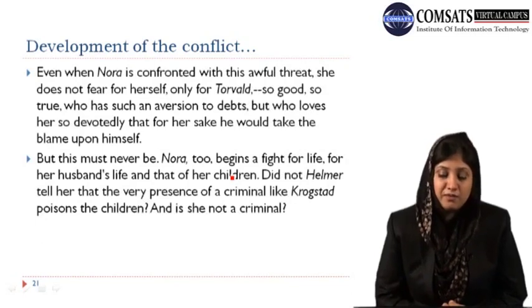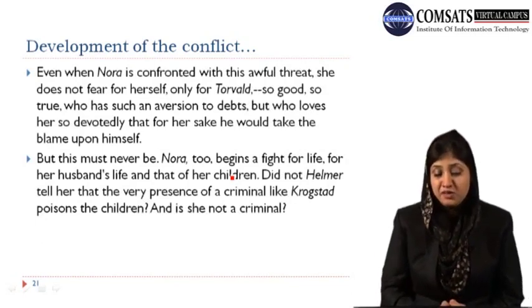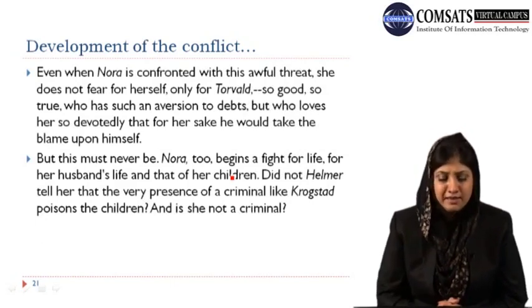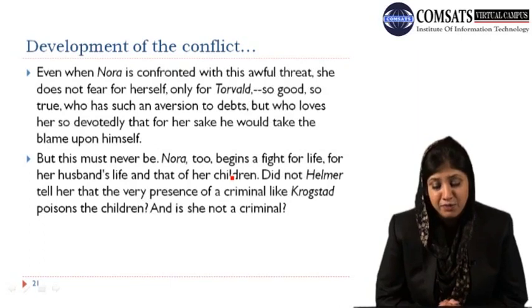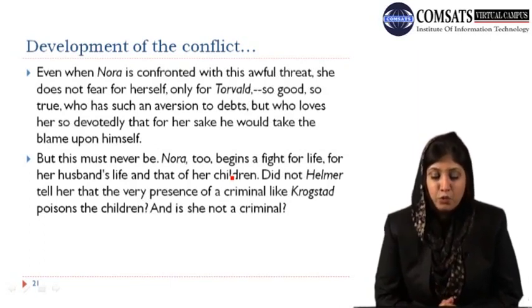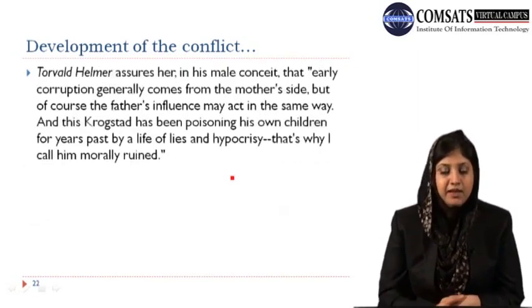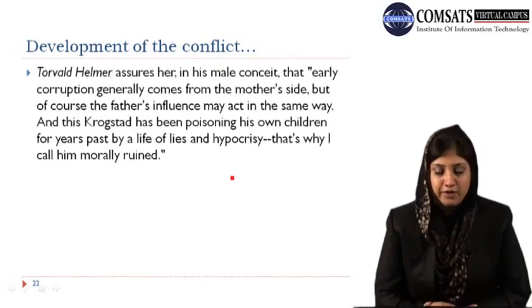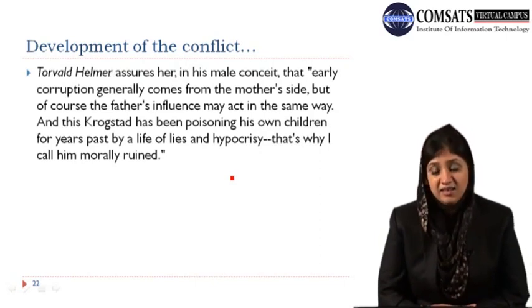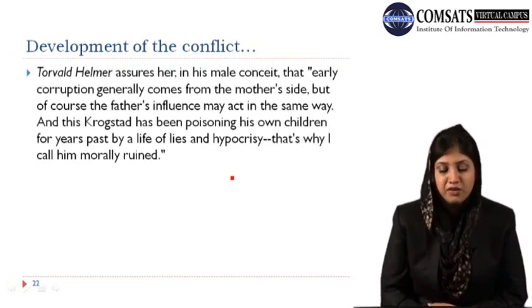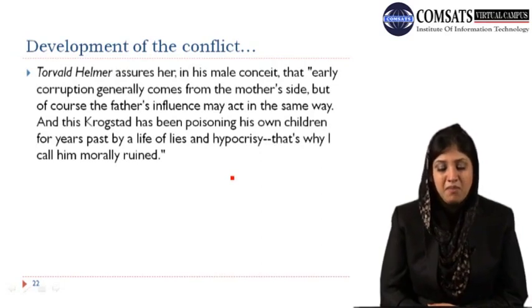Nora too begins a fight for life, for her husband's life and that of her children. That's her motivation. Did not Helmer tell her that the very presence of a criminal like Krogstad poisons the children? And is she not a criminal? Torvald Helmer assures her in his male conceit that early corruption generally comes from the mother's side. But of course, the father's influence may act in the same way.